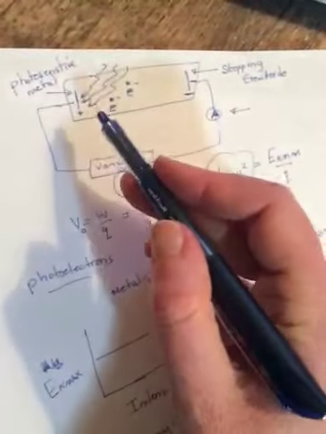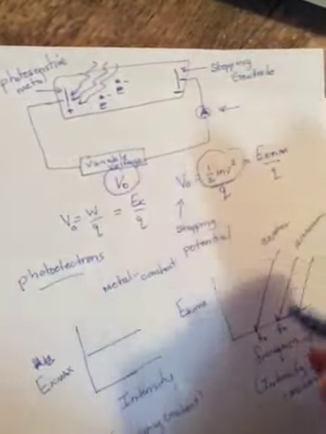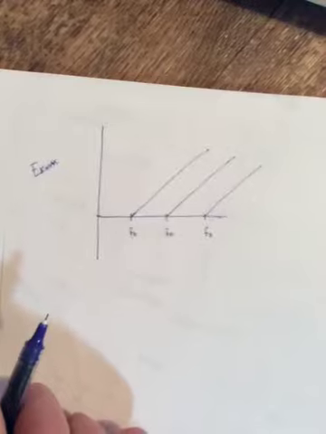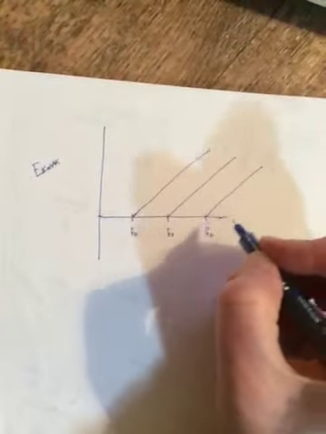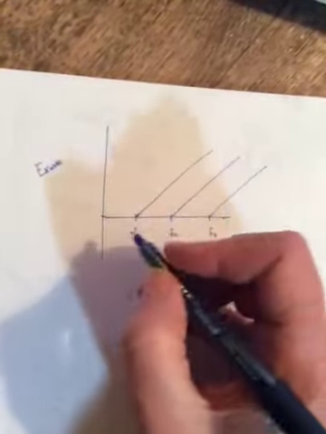And the frequency doesn't change the number that comes off, but it changes the kinetic energy. And so then the question is how? So I just redrew it back here so it'd be a little neater. And I have the three different metals.